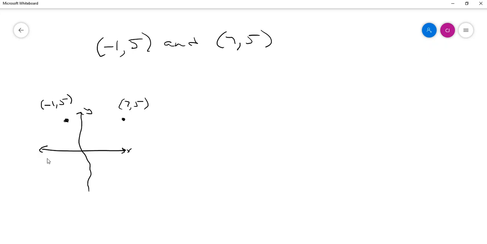Now if I draw the line straight through those two points, you get a line going this way. The line is horizontal. When we talk about slope, we talk about how much the line is slanting up or down. This one's not slanting at all.